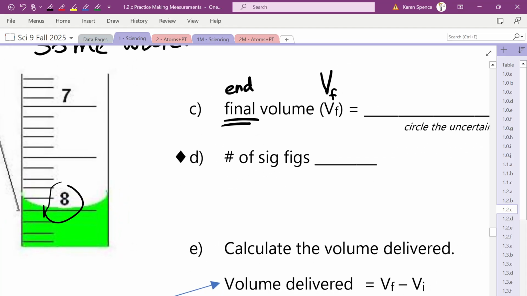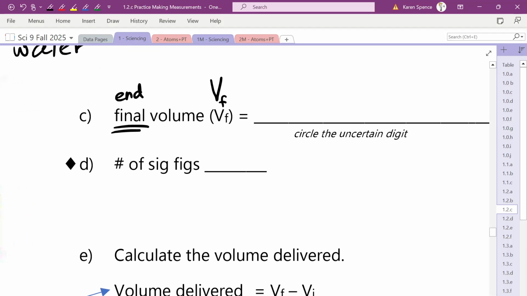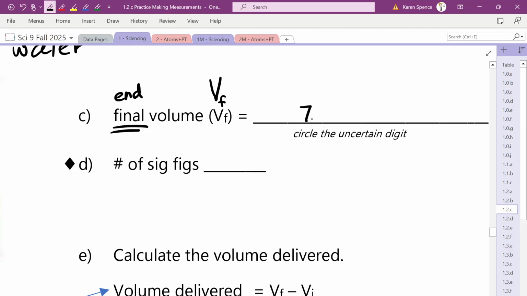Anyone want to give me a measurement for this one? Yes. 7.98. Okay, so we have 7.98. And then, is that a good answer? No, what's missing? Milliliters. Okay. Anyone have a different answer?